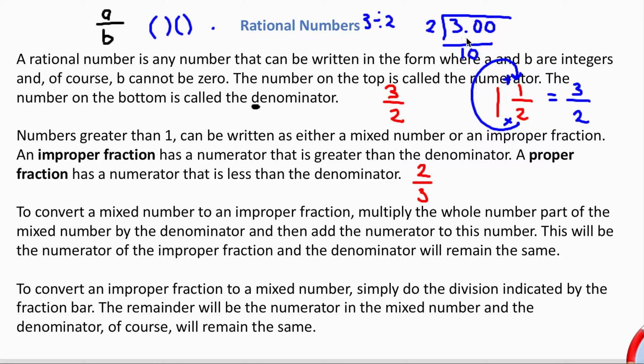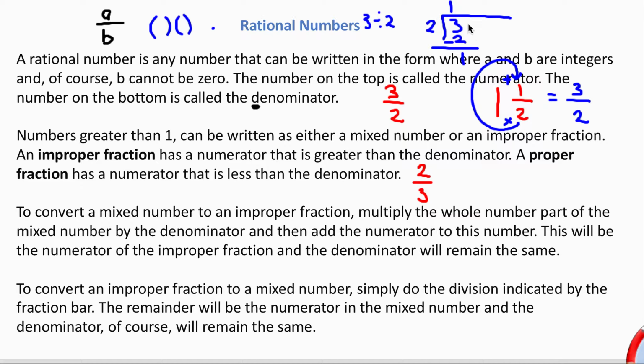Let's stop right here instead of adding a decimal. Okay, so 2 goes into 3. 2 goes into 3 one time. 1 times 2 is 2. And if there's nothing left to bring down, then this remainder is our numerator, and of course the denominator is always the same. So 3/2 or 1 1/2, 1 1/2 or 3/2.